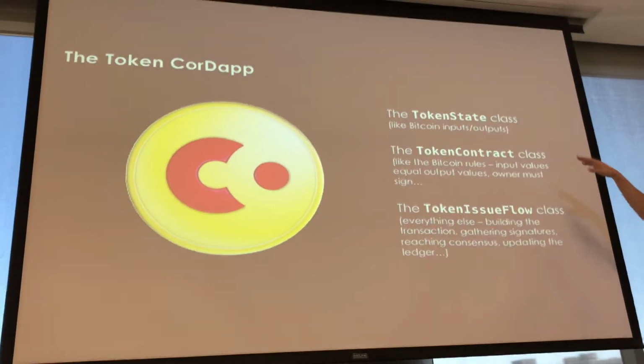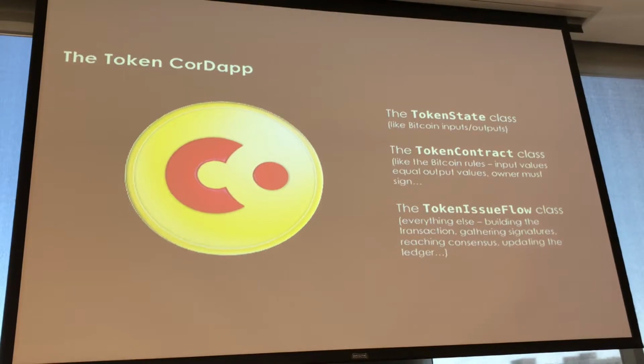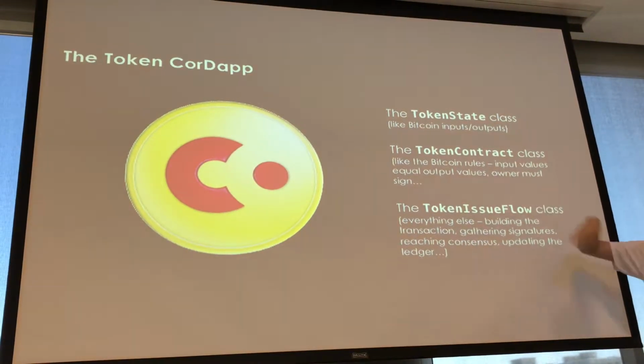So we've got our token state, which represents our tokens on the ledger. We'll have a token contract that governs how this token evolves. So you can think of that like in the Bitcoin world, you have a set of rules. Input values must equal output values. The owner must sign, etc. These contracts we'll see are very different to Ethereum style contracts. So they're not mini machines that you send instructions to. They're a set of constraints on what the transactions can look like.